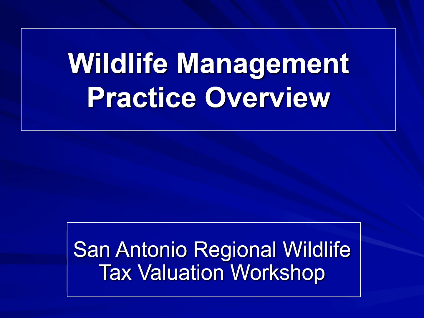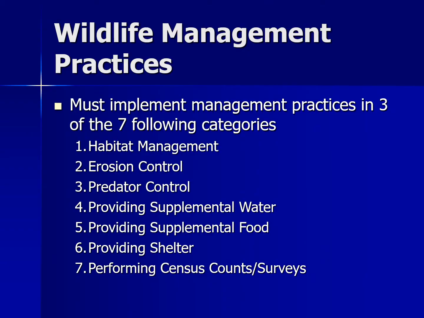And I'm going to be talking to you about the wildlife management practices overview and then start off on the habitat management wildlife practice. So on your wildlife tax valuation wildlife management plan, you'll see that there are 7 main categories of wildlife management, and they are habitat management, erosion control, predator control, providing supplemental water, providing supplemental food, providing supplemental shelter, and performing census counts and surveys.